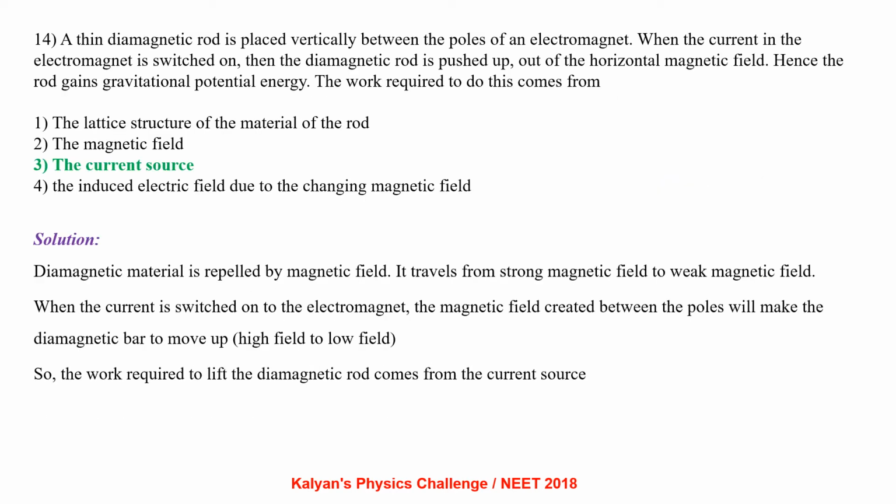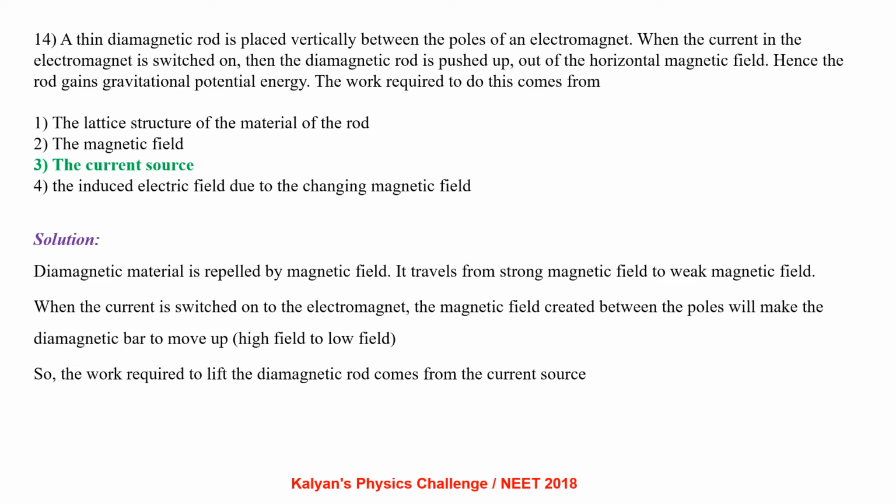A thin diamagnetic rod is placed vertically between the poles of an electromagnet. When the current in the electromagnet is switched on, then the diamagnetic rod is pushed up out of the horizontal magnetic field. Hence, the rod gains gravitational potential energy. The work required to do this comes from.